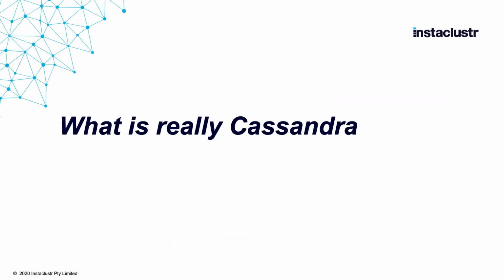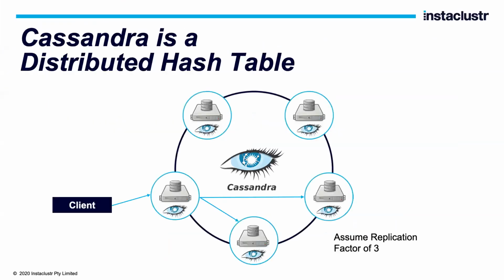What really is Cassandra? Cassandra is a distributed hash table. That's what it really is. Basically you write your data to one node and then it replicates to 2 other nodes when you're looking at a replication factor of 3.